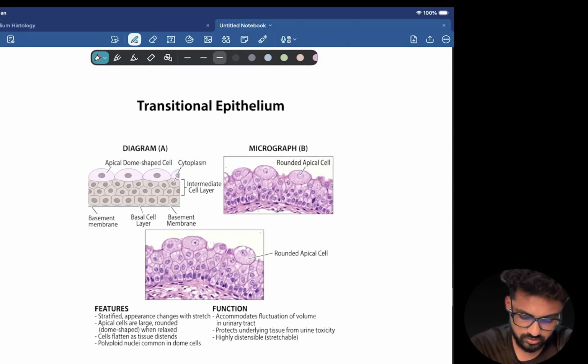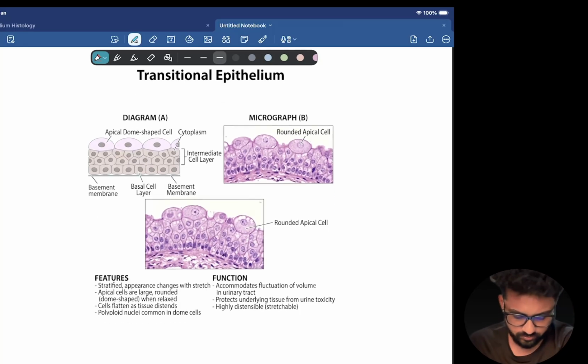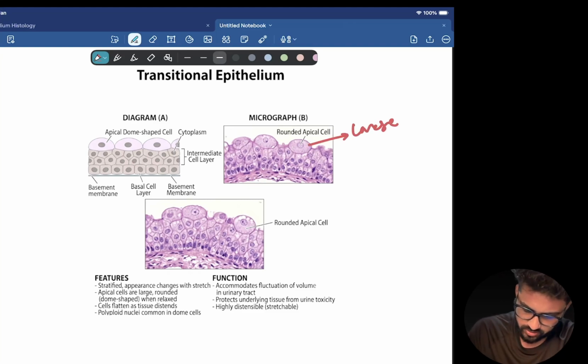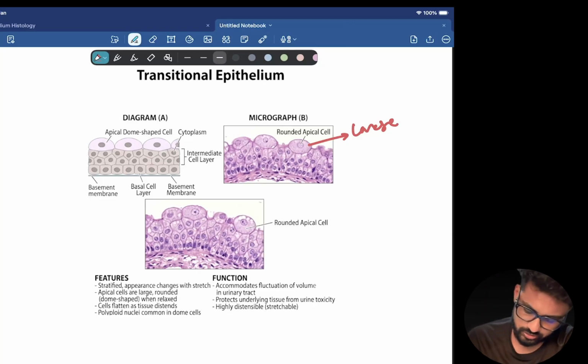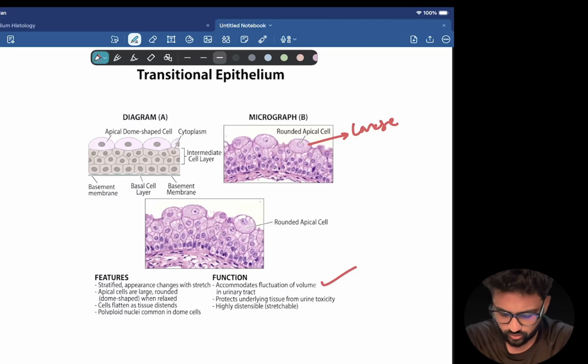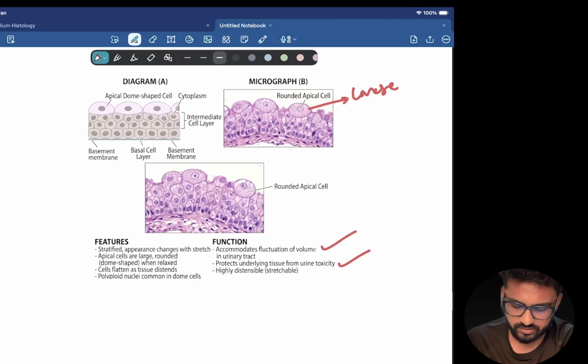Next up is transitional epithelium. As you can see, it is a stratified epithelium. Appearance changes with the stretching. As it stretches, appearance is changed. Apical cells are, as you can see here, large, rounded, dome shaped when relaxed, and cells flatten as the tissue stretches. Polyploid nuclei are common in the dome cells. Function is to accommodate fluctuation of volume in the urinary tract, protect the underlying tissue from urine toxicity, and it is highly stretchable.